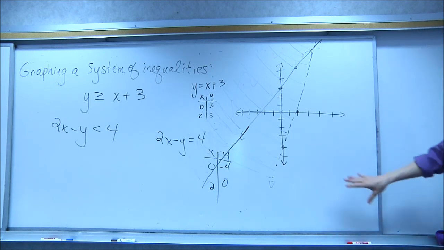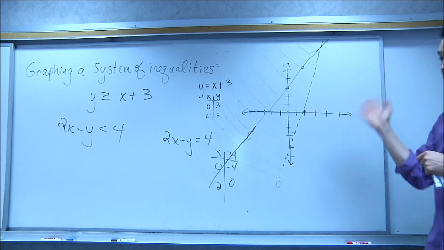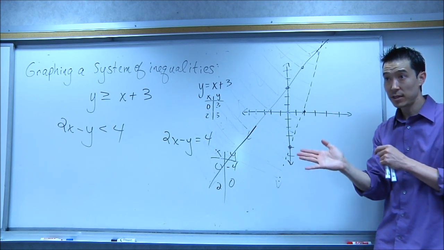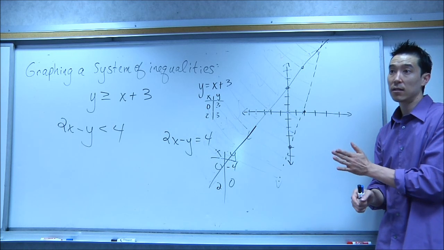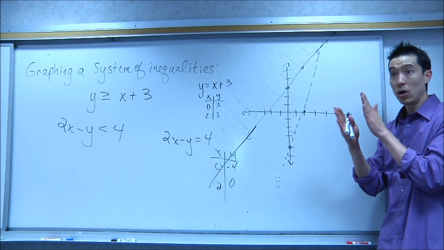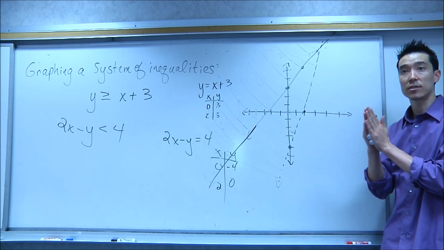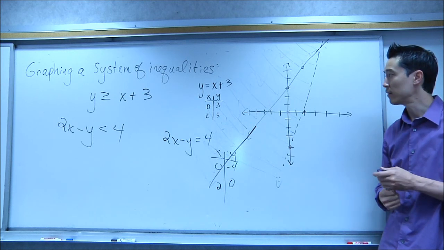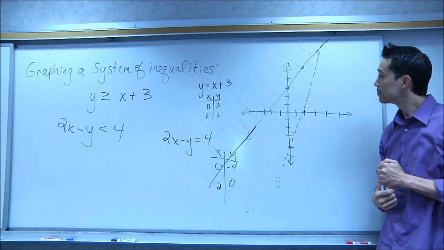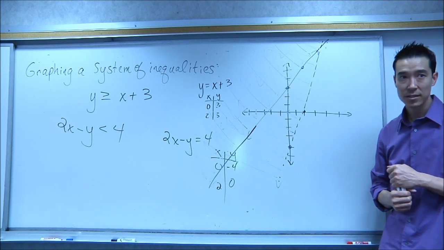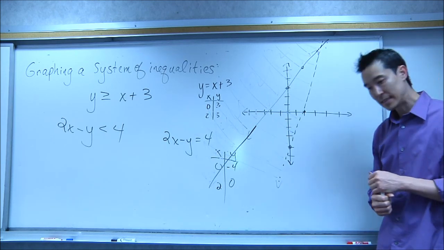Okay. And that's it. That's doing a system of inequalities. Draw one line, get the graph and shaded region of that line. Draw the other line, get the graph and shaded region of that line. Only where the shading overlaps, that's your final answer. Okay? Any question on this? Okay.